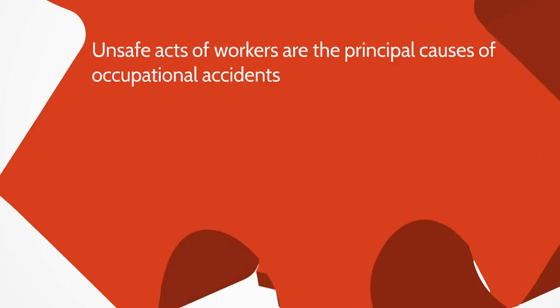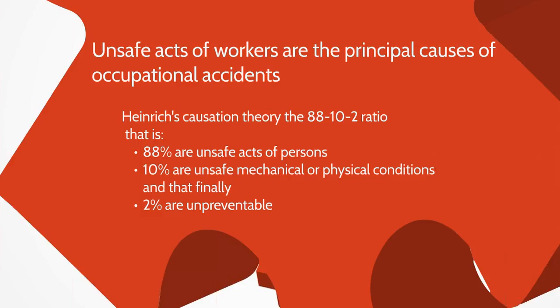So if we look at the first one here, the unsafe acts of workers are the principal cause of occupational accidents. And the talk there is about Heinrich's causation theory, which is an 88-10-2 ratio. And that is 88% unsafe acts of persons, 10% unsafe mechanical or physical conditions, and finally 2% unpreventable.